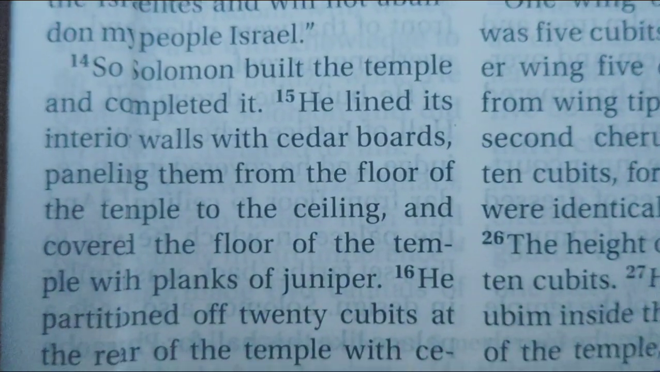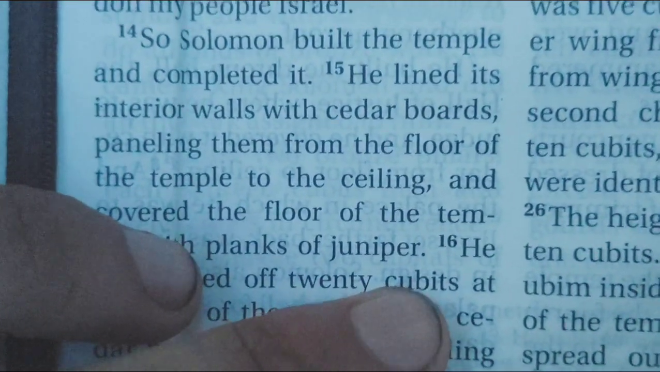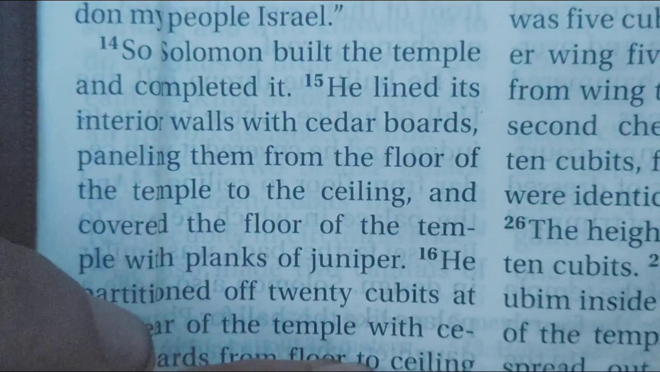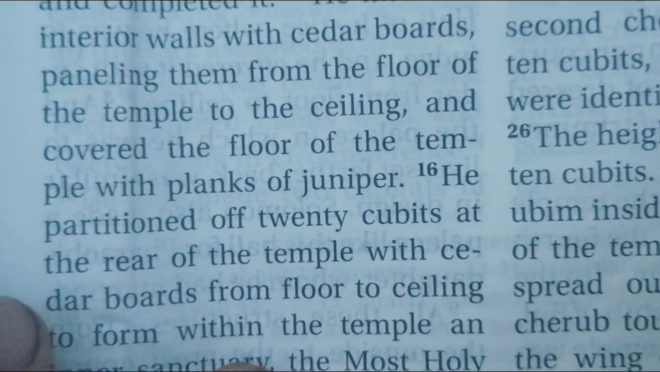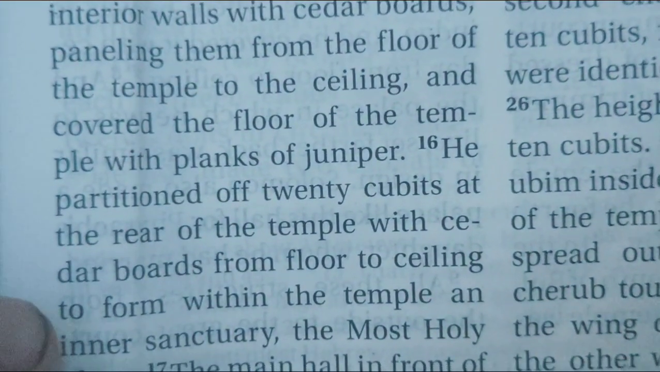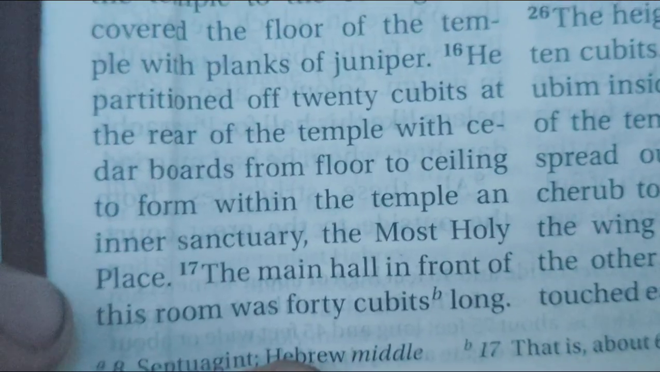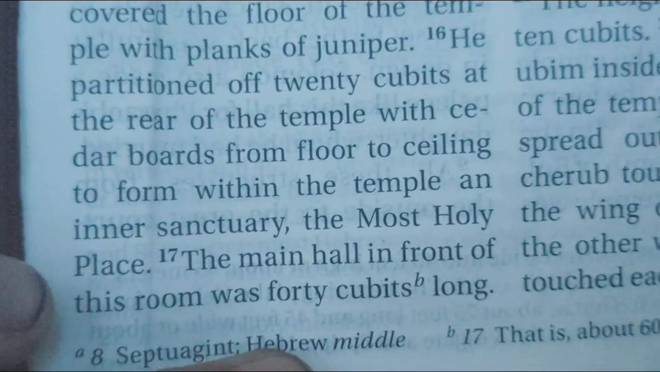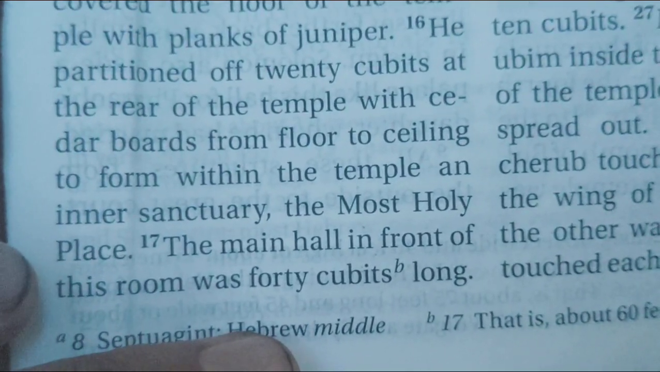He lined its interior walls with cedar boards, paneling them from the floor of the temple to the ceiling, and covered the floor of the temple with planks of juniper. He partitioned off 20 cubits at the rear of the temple with cedar boards from the floor to the ceiling, to form within the temple an inner sanctuary, the most holy place. The main hall in front of this room was 40 cubits long.